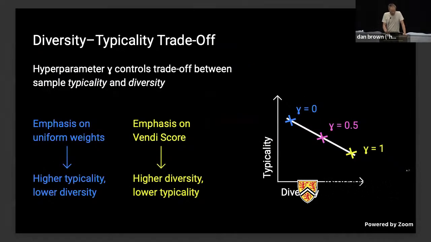I want to also talk a little bit more about this diversity-typicality trade-off, which is one of the big things that came out of this. With a hyperparameter gamma, you can control this trade-off between sample typicality and diversity. So a little illustration here on the right-hand side. In blue, we put an emphasis on uniform weights. You will have higher typicality. It's kind of the standard GAN training, and the standard diversity as well that you can expect. But if you want to go all in on the diversity and put an emphasis on the Venn score, you will have higher diversity, but at the cost of lower typicality.